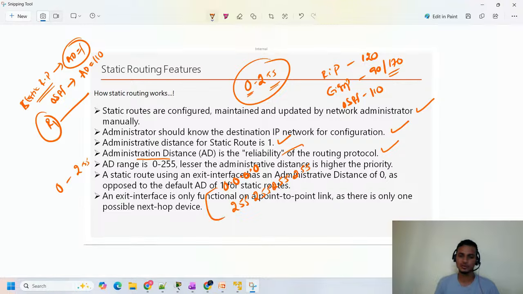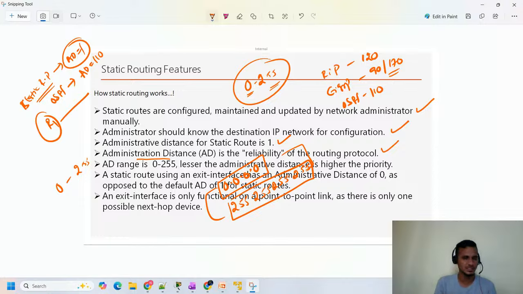So the IP starts from 0 and ends at 255. Likewise the AD value, you need to remember this, guys. This is not a static route point, but again it is important for the interview. Whatever we are discussing, everything we are going to discuss in a practical way and on an interview scenario basis. So you need to remember that.